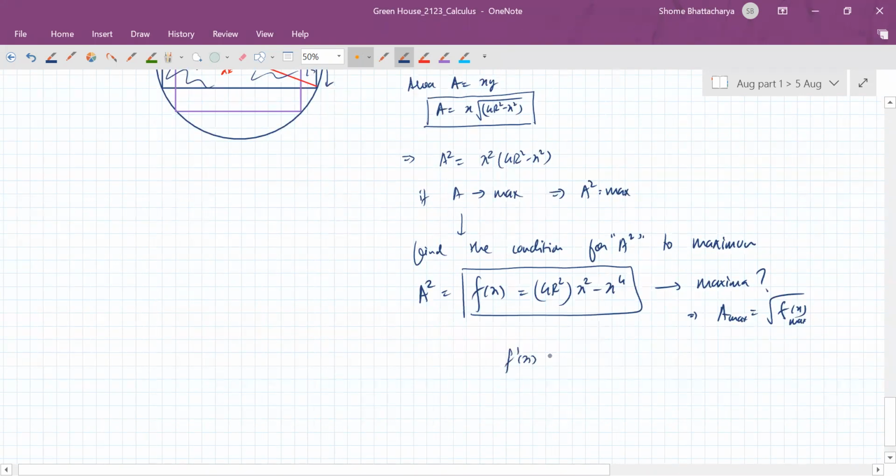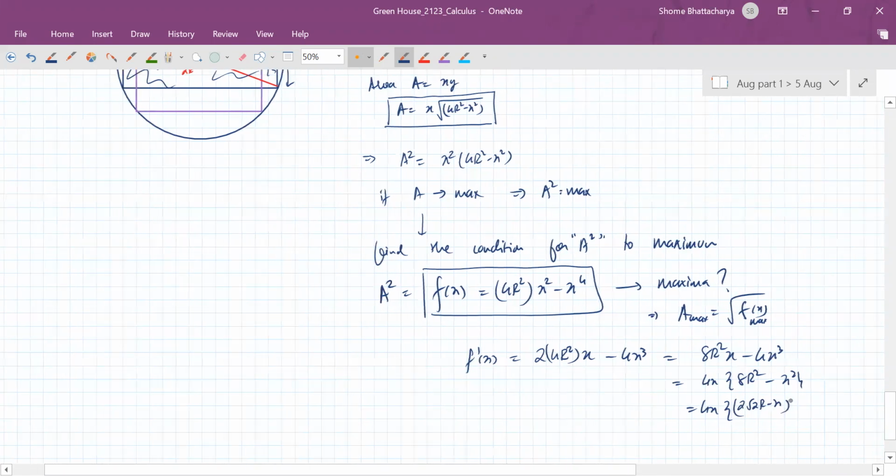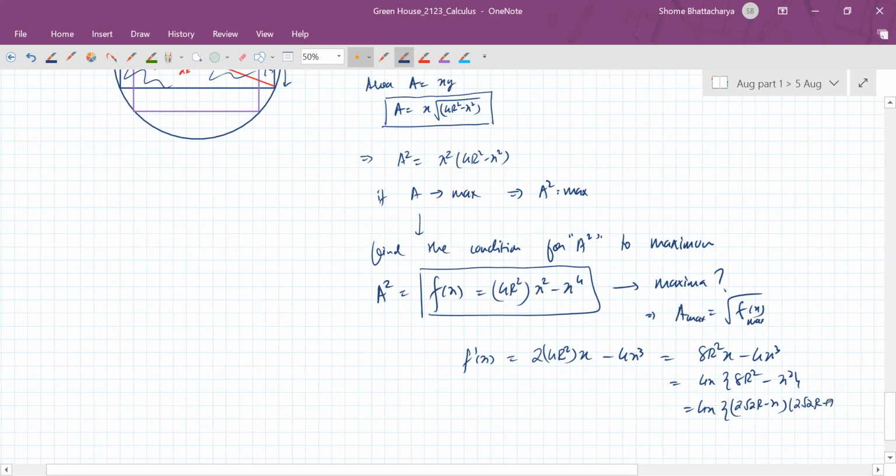So the derivative of the function is 8r square x minus 4x cube. So we can take 4x common: 4x into (8r square minus x square), which is 4x into (2 root 2r minus x) into (2 root 2r plus x). So this is the derivative.